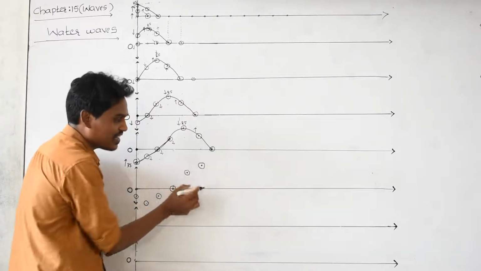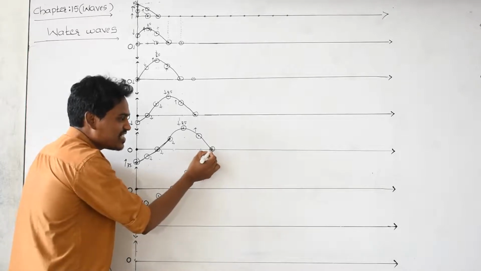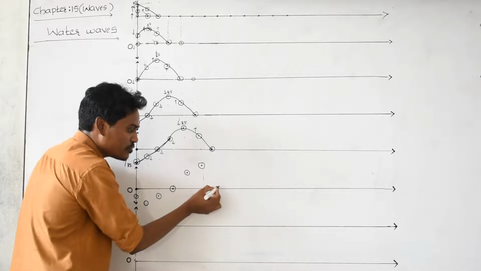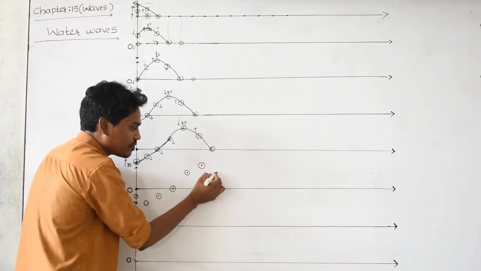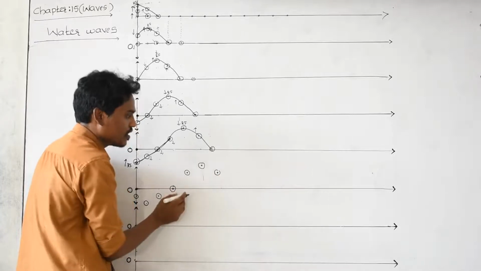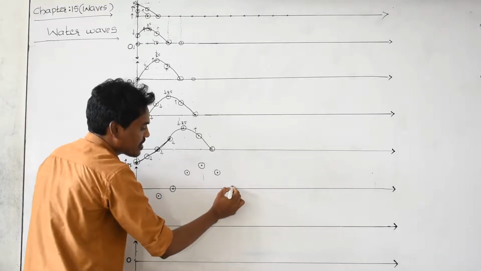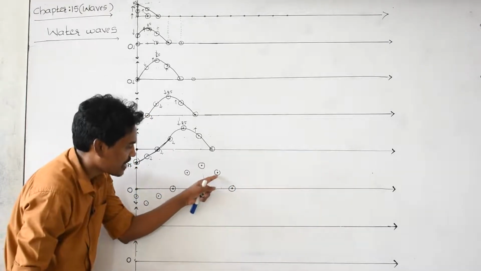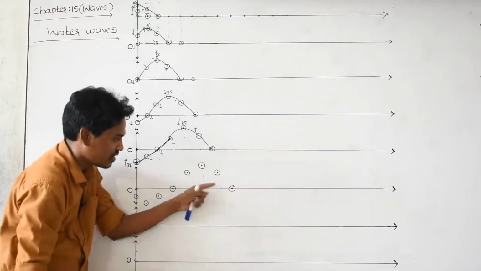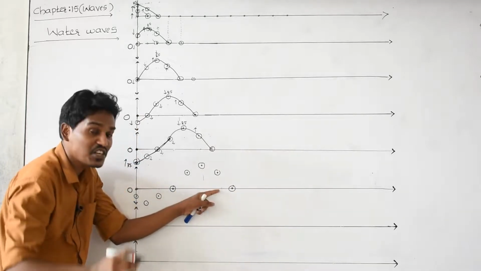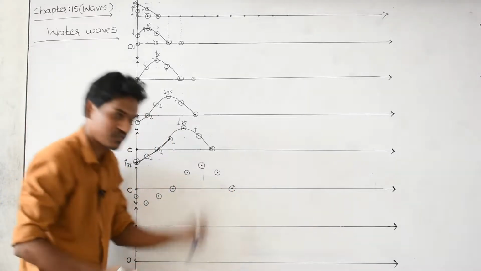And what about this particle? Because of its disturbance reached to this point, it is just rising up here. Here to here it is rising. And what about this particle? It is still at rest. What is the reason? The disturbance created by this particle, it is in vibration, is not yet reached to this one. That's why it is at rest.